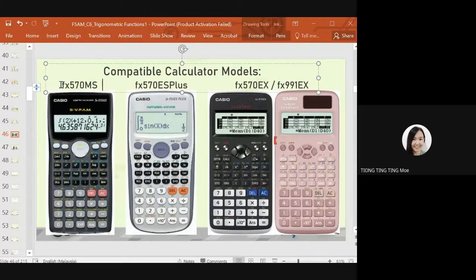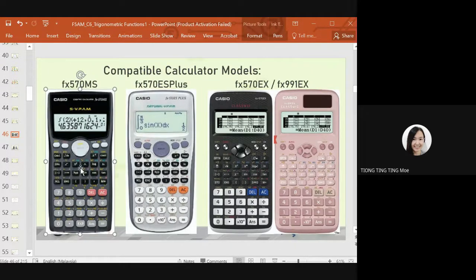Macam cikgu sudah tua punya. Okay, so this one, the one you use, 570 MS, 570 ES is more expensive. But I just bought the pink color one. I like it. Yeah, I bought the pinky one. It's very nice. Ask for sponsor, no need. You got 100 ringgit every year, so you can use that.